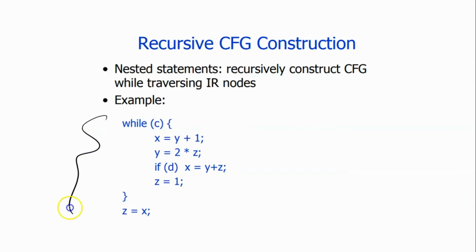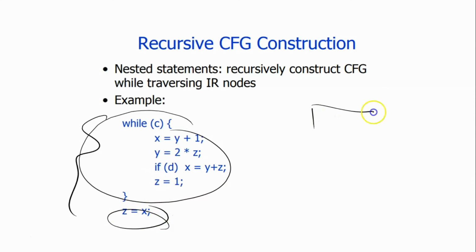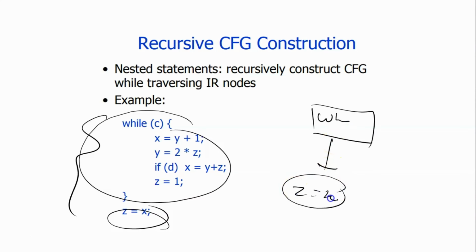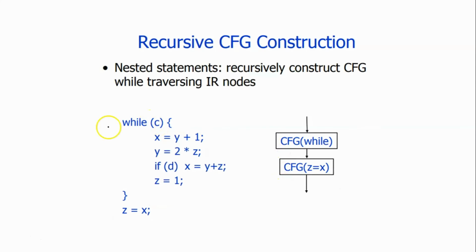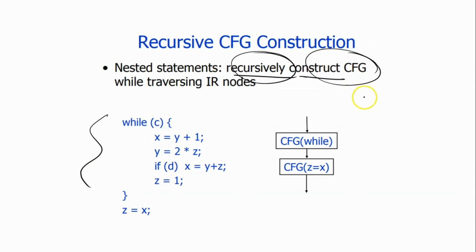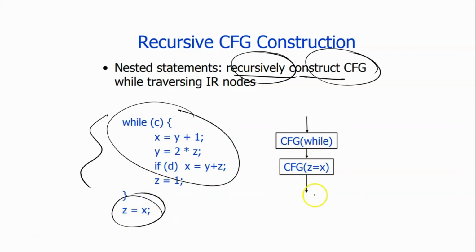Now let's make a CFG for this program. Very easily you can make a CFG for this program. For example, this is your while statement and this is your Z statement. First, you separately make it for the while and then you make it for Z equal to X. Let's unfold it. So basically you can construct the CFG recursively. Recursively we are constructing the CFG. So you can make a CFG for this, then a CFG for this.